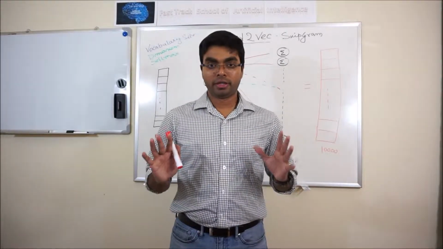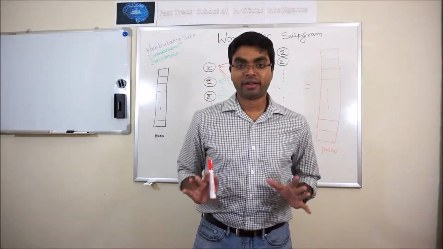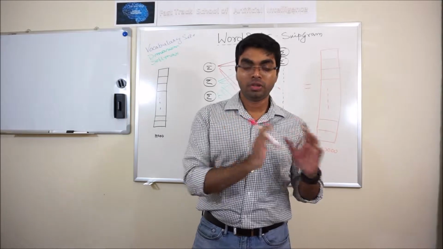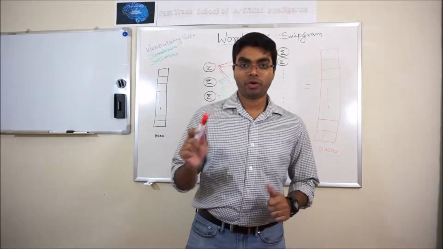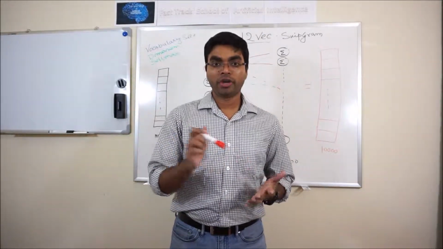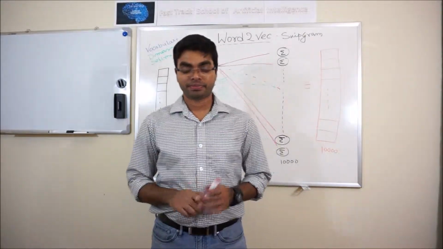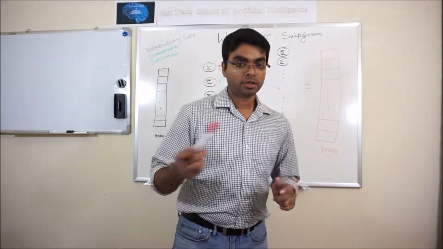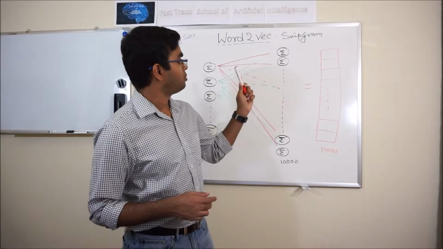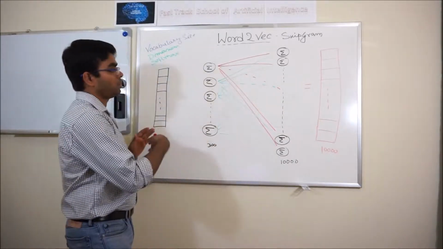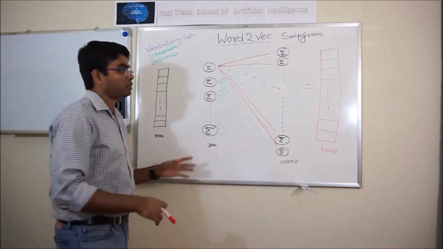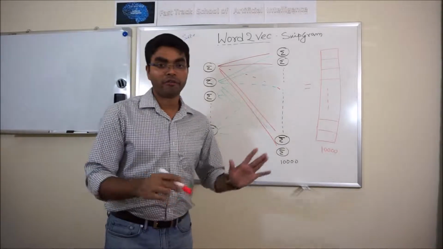Let's jump into our next section to understand what the model architecture is for this word-to-vec word embedding. Alright, so what I have tried is to draw one neural network. It's a very rough version of it.